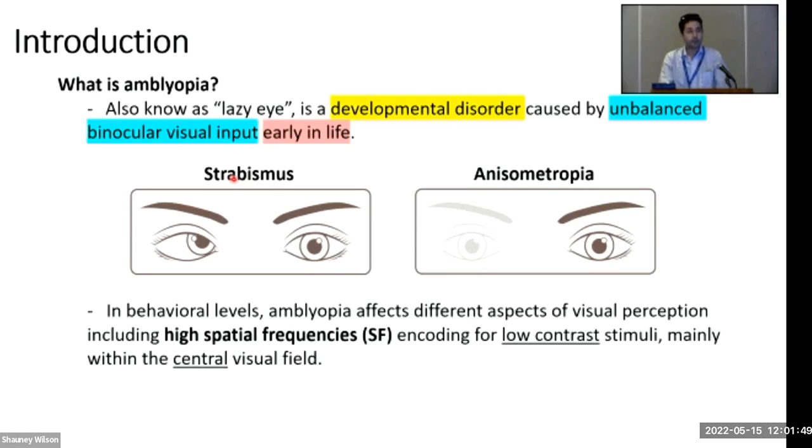Amblyopia is associated with a very long list of visual impairments. In this specific talk, I will talk about high spatial frequency encoding problems in these individuals. But for those of you who are interested in more high-level phenomena, please wait for the next talk. Dorsa will talk about that one.